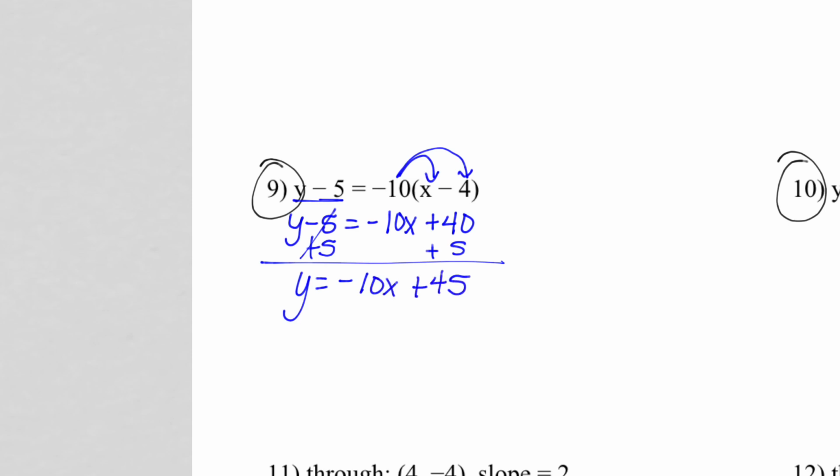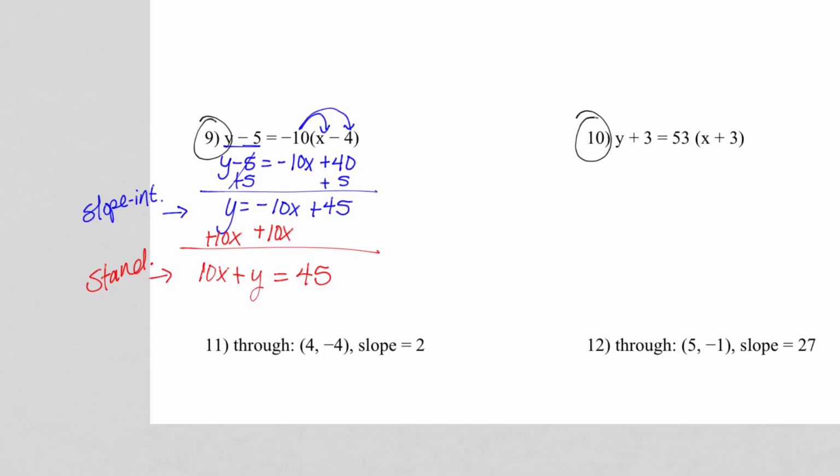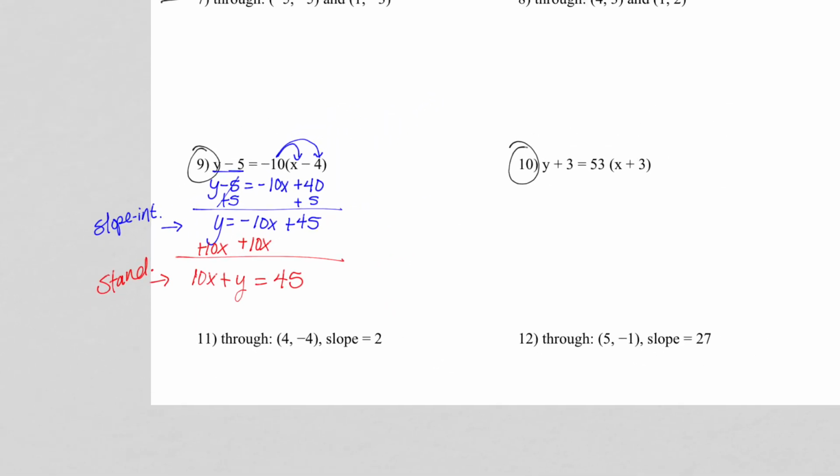To put this equation in standard form from this form, all you have to do is add your 10x to both sides. So you will have 10x plus y equals 45. So, standard. And I should have done this earlier. So it's standard and slope-intercept. So you have both forms. I'm going to leave this one over here for you guys to do.